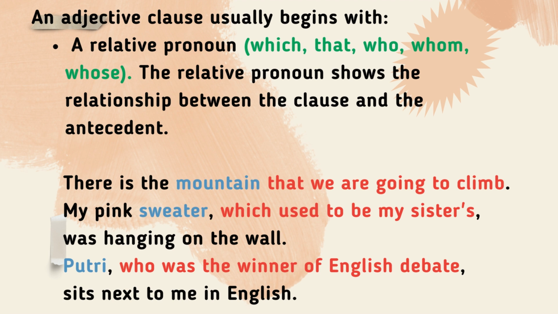My pink sweater, which used to be my sister's, was hanging on the wall. Sweater is the antecedent. Which used to be my sister's is the adjective clause. Utri, who was the winner of English debate, sits next to me. Utri is the antecedent also, and who was the winner of English debate is the adjective clause.